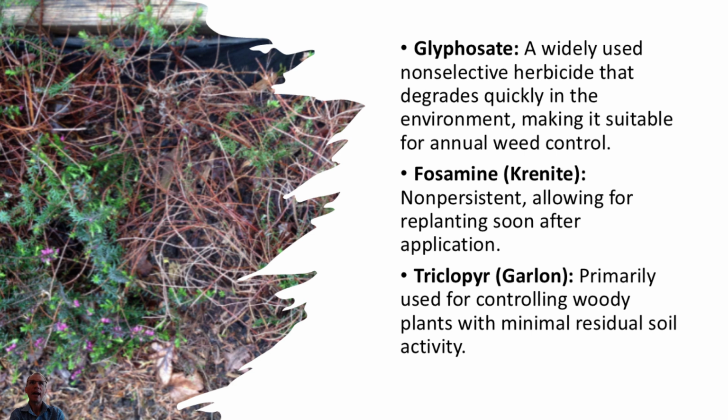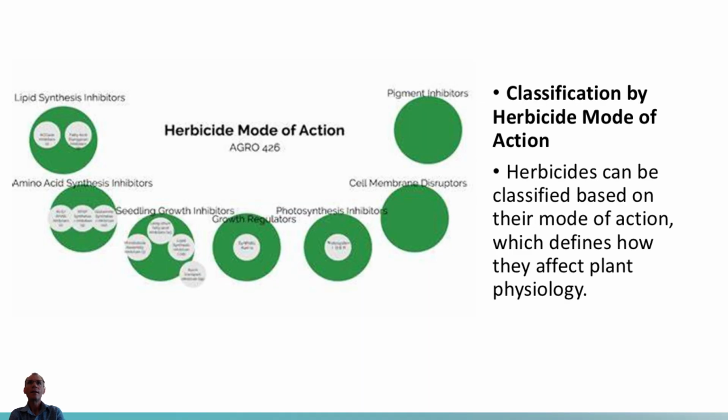Fosamine, Krenite, non-persistent, allowing for replanting soon after application. Triclopyr, Garlon, primarily used for controlling woody plants with minimal residual soil activity.